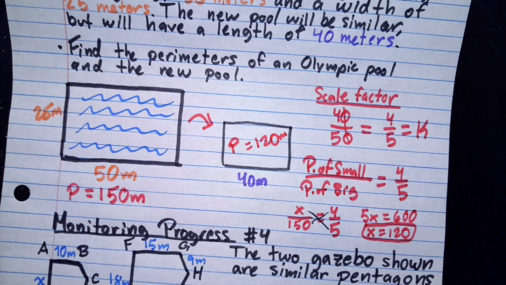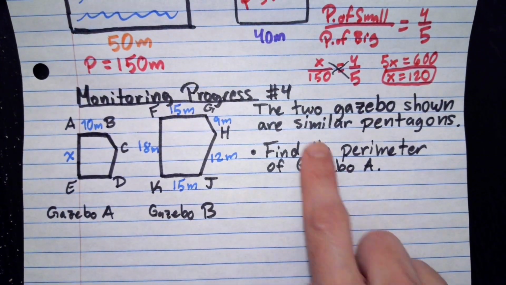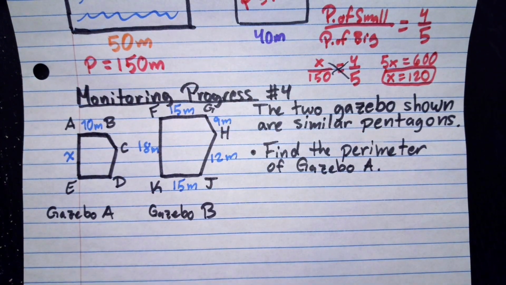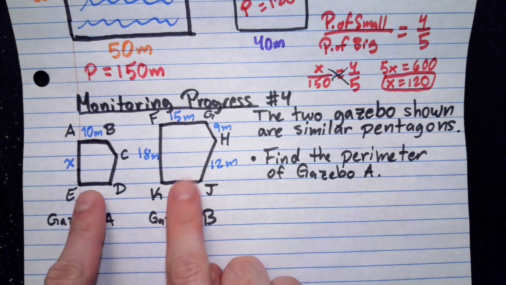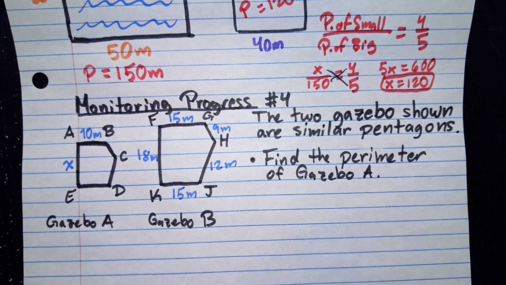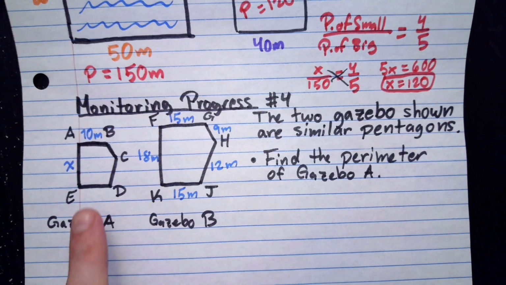Right, so we're going to use the exact same theorem now for this bottom part over here. It says the two gazebos, and this is a gazebo. I think in Spanish they call it a kiosco. But the two gazebos shown are similar pentagons, right? So they are pentagons, and they are telling us that they are similar. And so they want us to find, again, the perimeter of gazebo A. And so that would be this one right here.